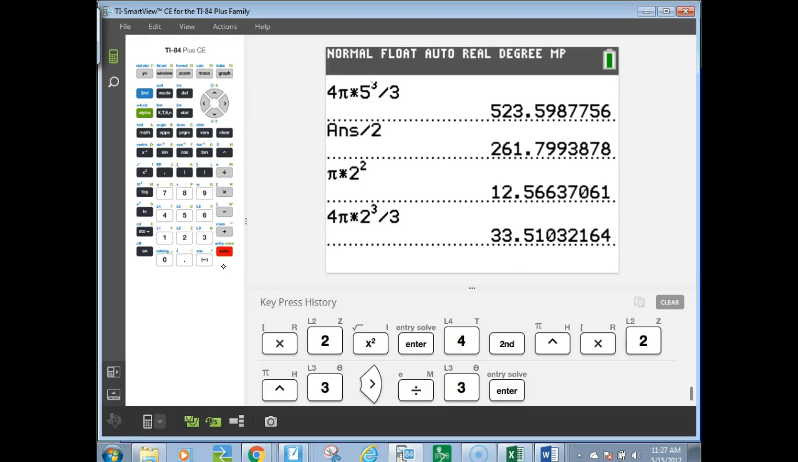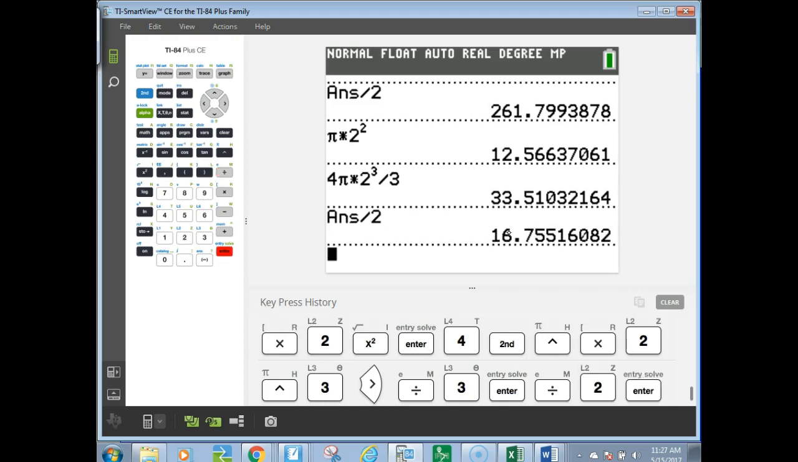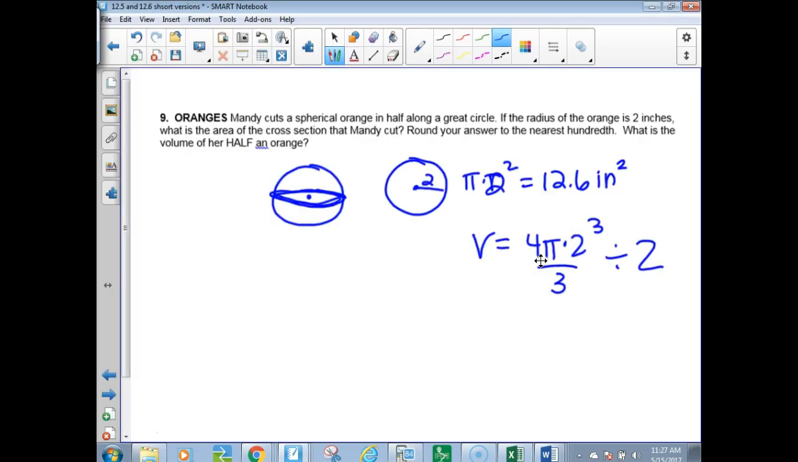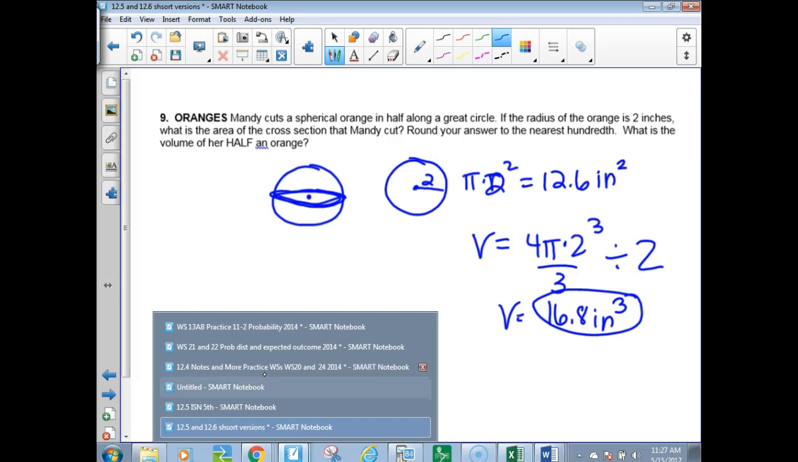Okay, so there's your orange, as if before you divide, cut it in half. Now divide it by 2. It'd be 16.8 cubic inches of orange. Pretty good size orange.